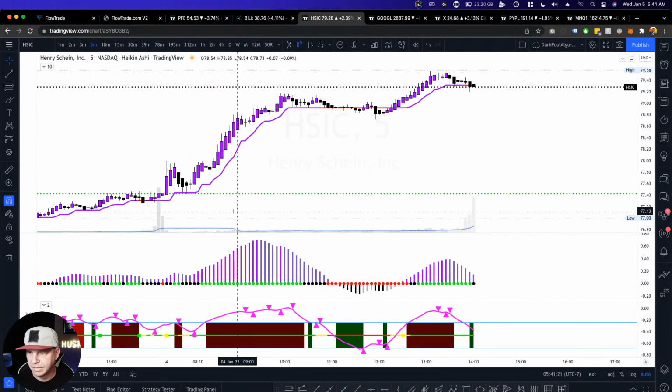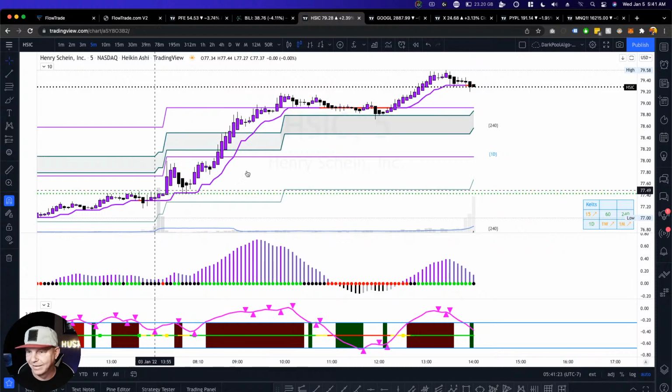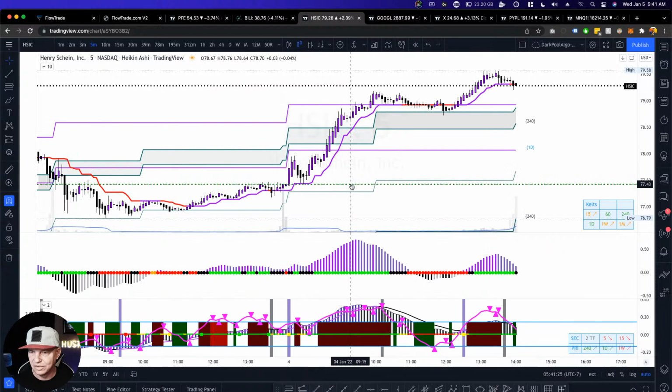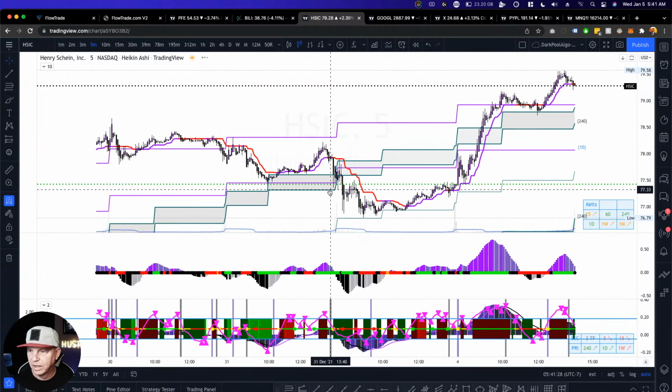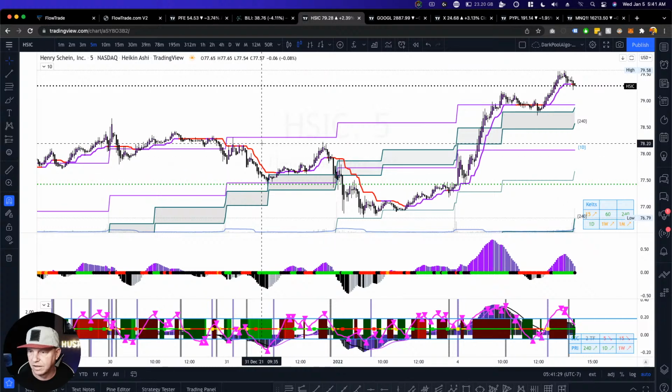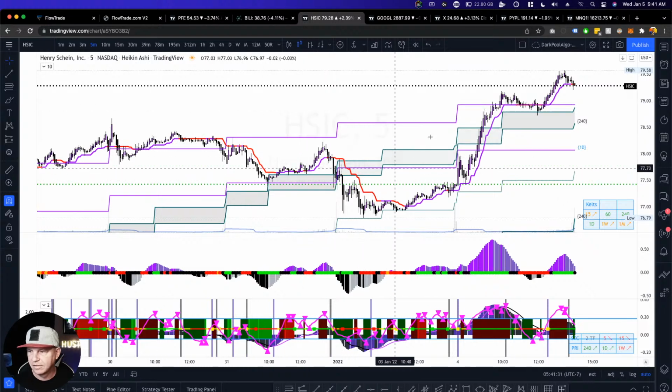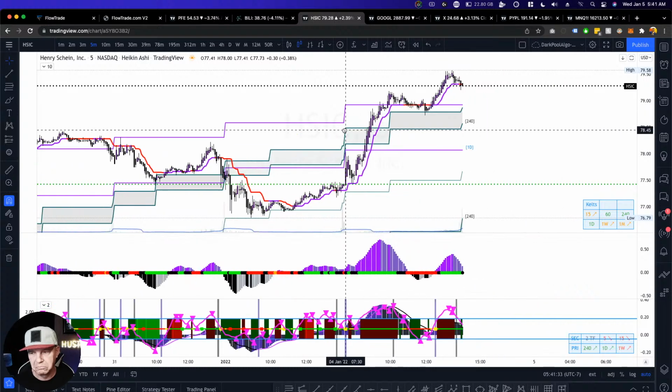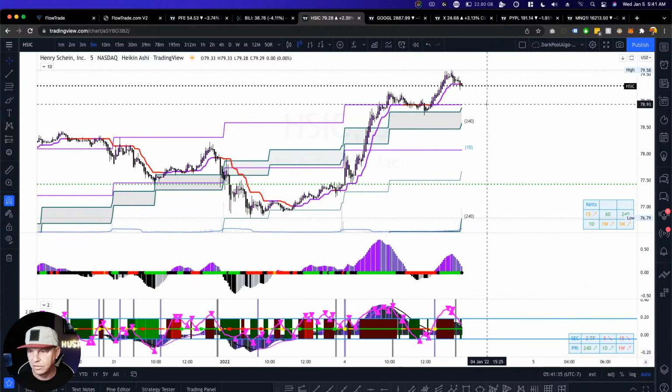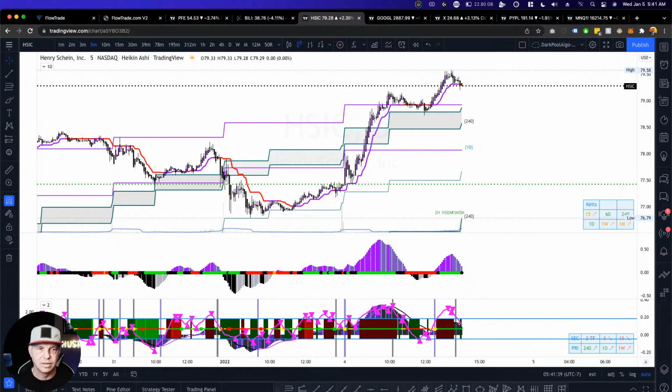Let's see if he was well respected. It looks like Henry Schein has just been moving on up the last couple days, right? So the sector, the market's been down and this stock has been up $2. Possible pullback to 79. See what happens with that.